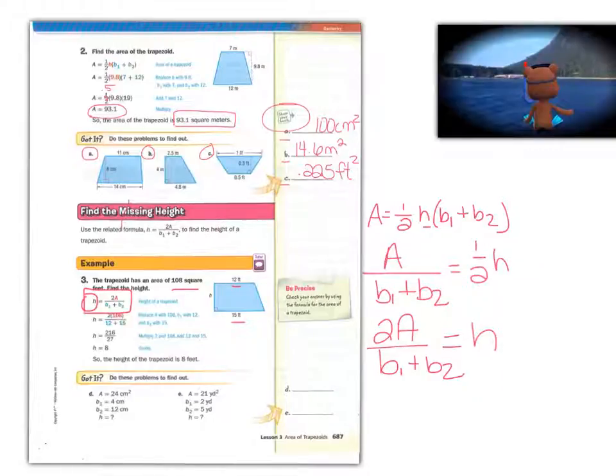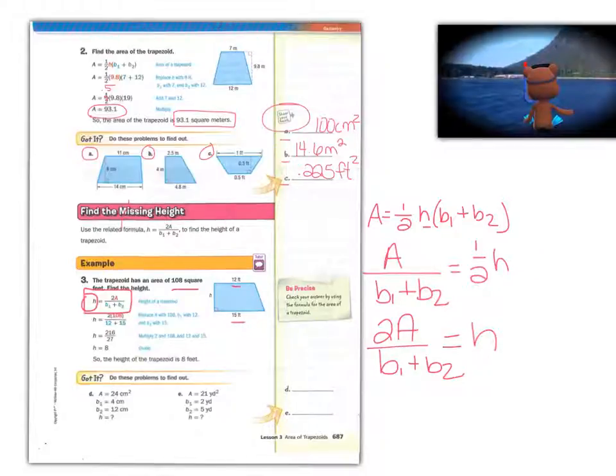Okay, so now that you can see how we figure out what the height is, you can plug the information that you have into this formula, just like we've been doing. In this case, they told us that the area was 108 square feet. So you would put 108 in here for the A, just like they did. The 2 bases are on the bottom. So then you would have height equals 216, which is 2 times 108, divided by 27, which is 12 plus 15. If you divide that with your calculator, you will get a height of 8. So the height of the trapezoid is 8 feet.